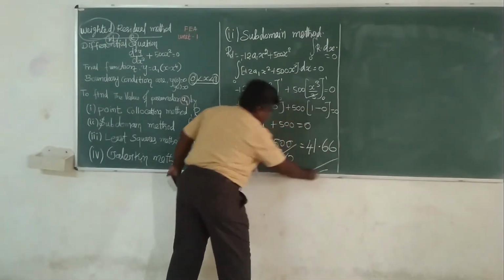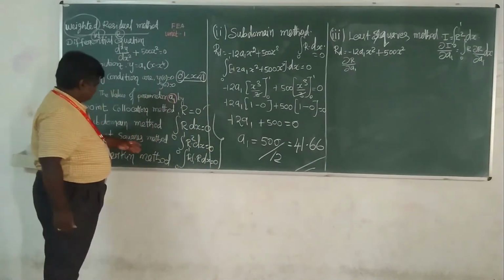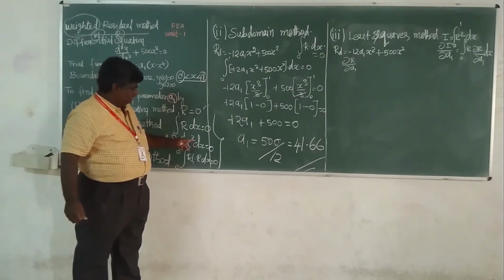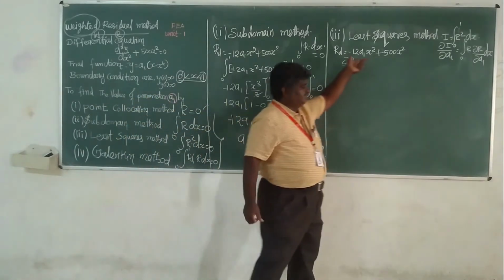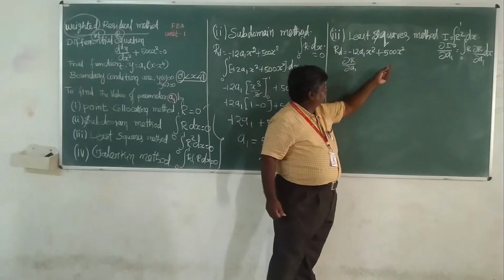41.66. The approximation method is the least square method. The least square method is the integral with limit 0 to 1 of r square dx equal to 0. We know that the residual value is minus 12 a1 x square plus 500 x square.